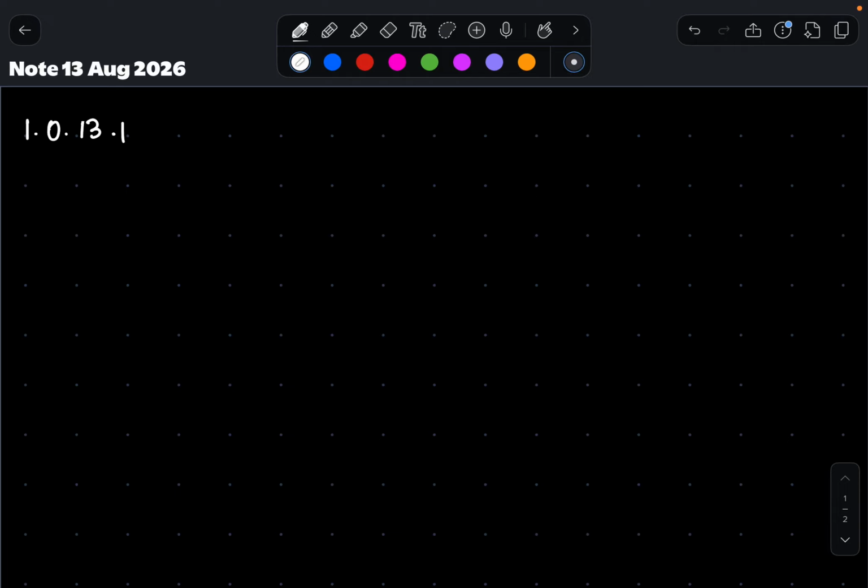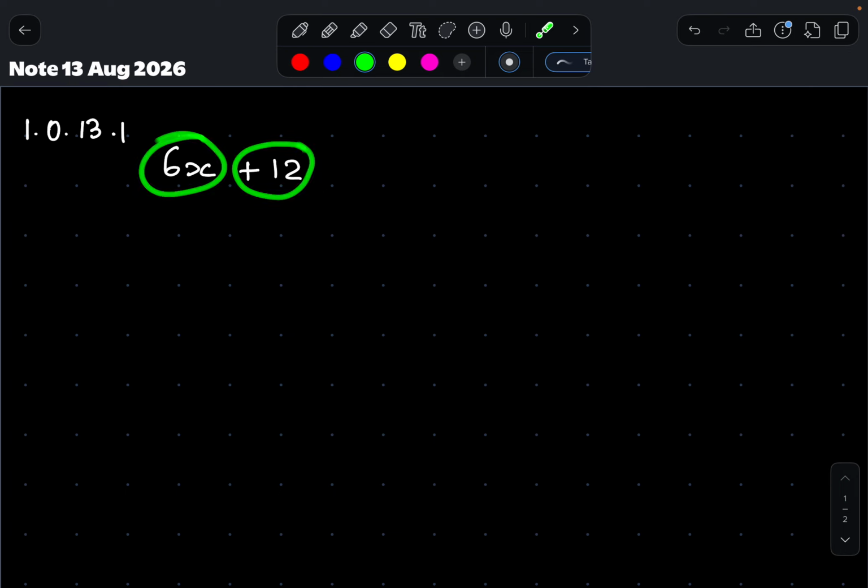In this question, we are asked to factorize 6x plus 12 fully. Remember, the first most important thing we need to do is to find the highest common factor. And if you look at 6x and positive 12, the only common thing is a 6. The highest common factor is 6.